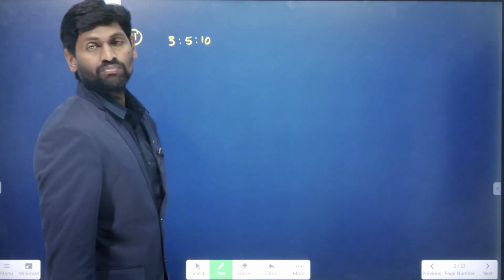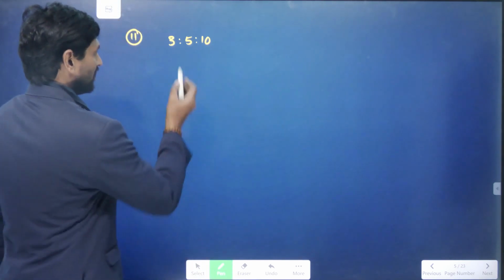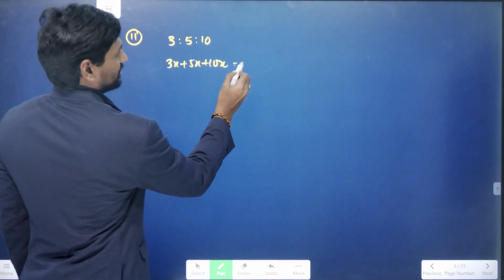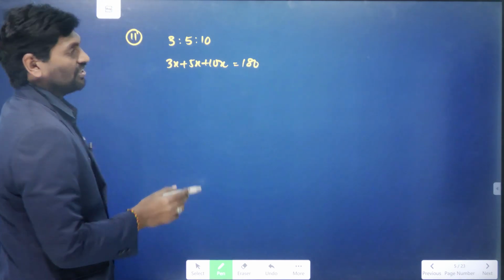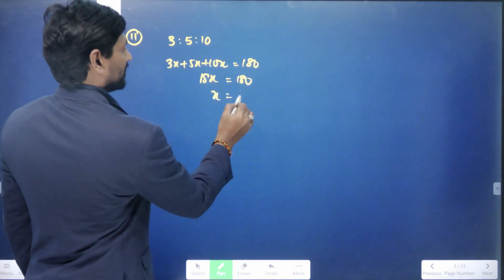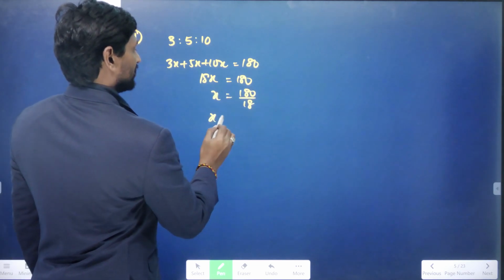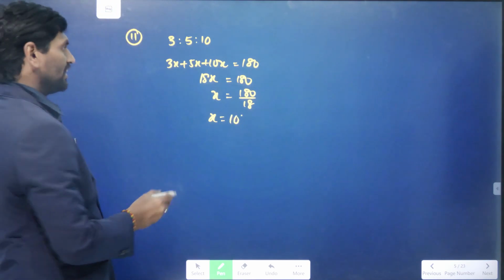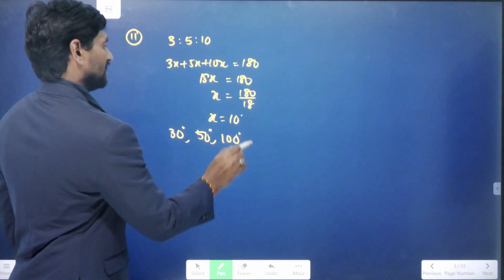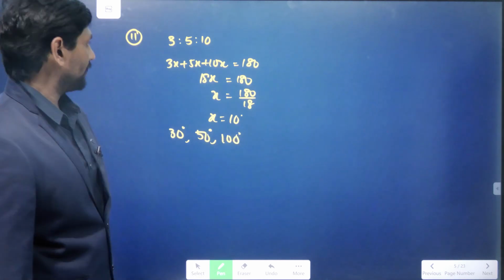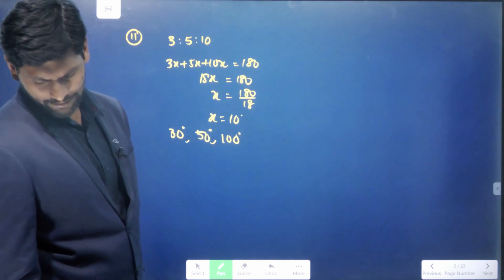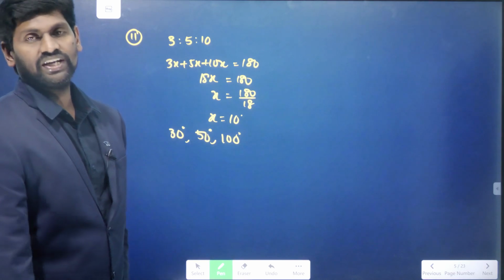We know that the sum of angles of a triangle is 180 degrees. I am taking this ratio as 3x plus 5x plus 10x is equal to 180 degrees. Add all of them, 18x. 18x value 180, so x value 180 by 18, nothing but 10 degrees. Therefore, the angles are 30 degrees, 50 degrees and 100 degrees. Okay, obtuse angle triangle. Now what we have to find? We should find the value of the ratio between the smallest side to the greatest side.